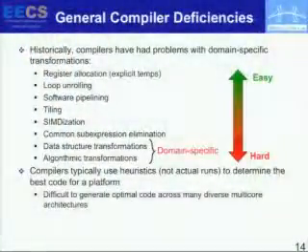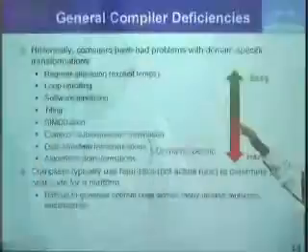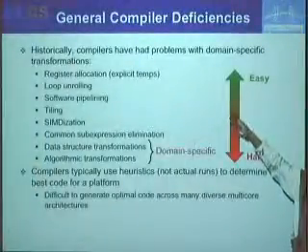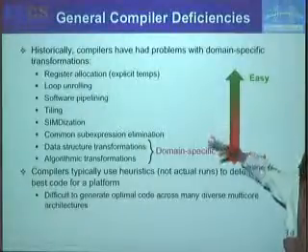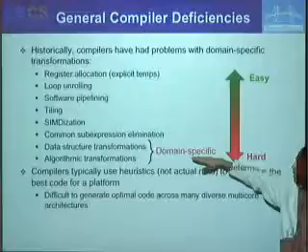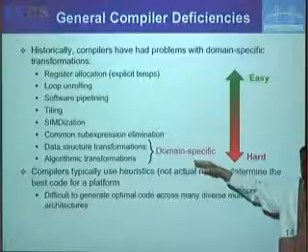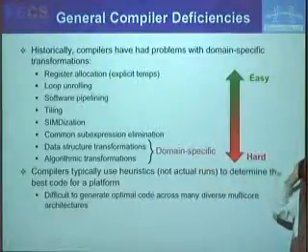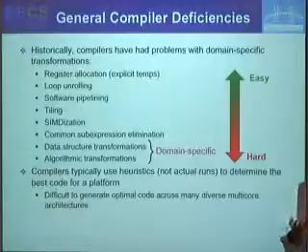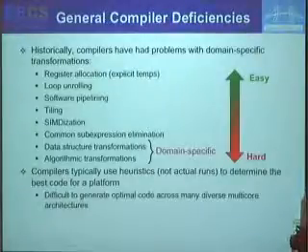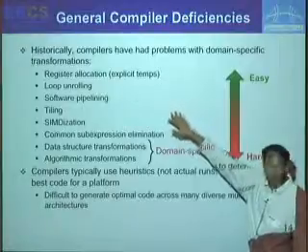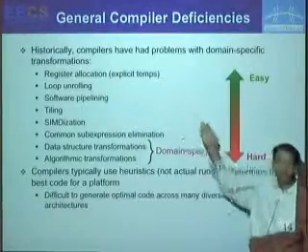The larger issue here is some compiler deficiencies. One of the reasons compilers may not do well is listed right here. What we show here are compiler transformations from easy to difficult. And these last two, data structure transformations and algorithmic transformations, are domain-specific transformations. A lot of times, general compilers won't be able to do them because they don't know that they can do them. But even some of these earlier, easier transformations, a lot of times the compiler doesn't know how to do properly.